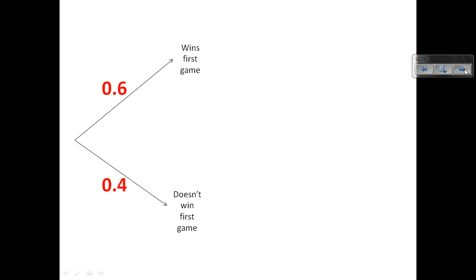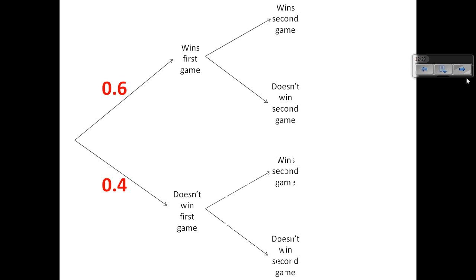Then from there, whether they win or lose the first game, they could either win or lose the second game. Okay? So according to our experts, if they win the first game, the probability of winning the second game was 0.7, which means the probability of losing the second game is 0.3. If they lose the first game, the probability of winning the second game was 0.05, 5%, which means the probability of losing the second game is 95%, pretty likely.